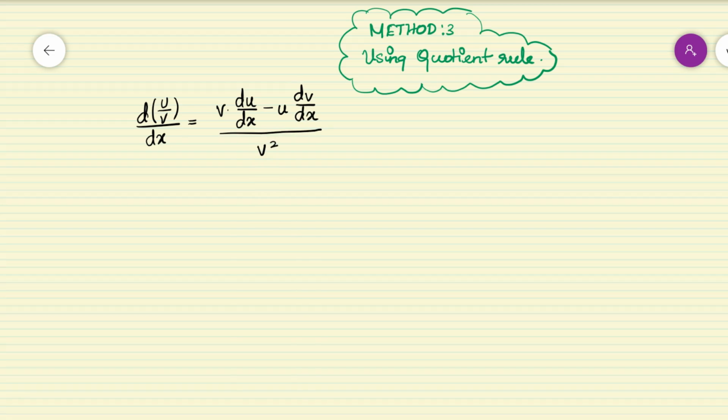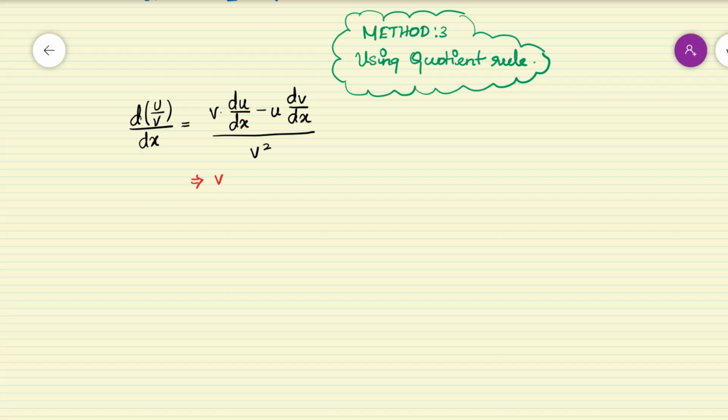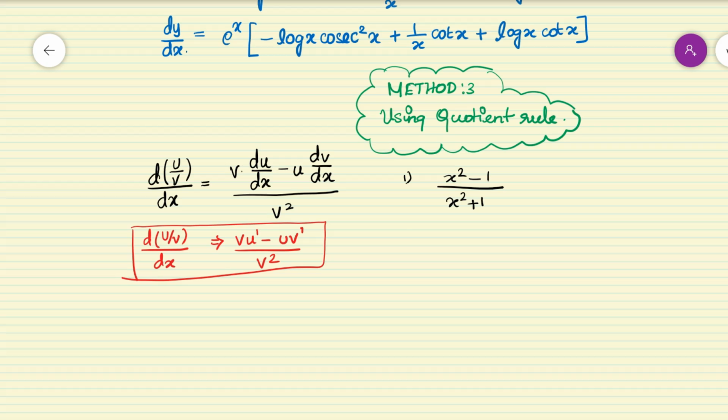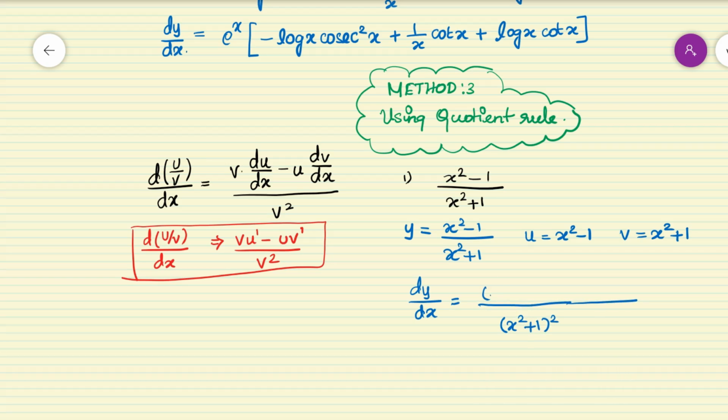In this, when it is in the form u by v, that is, both u and v are functions of x in the form of division, that is in the fraction form, we will use this formula: v u dash minus u v dash divided by v square. So take the given question as y is equal to x square minus 1 divided by x square plus 1. So u is equal to x square minus 1 and v is equal to x square plus 1 here. So first, the denominator is v square. Write x square plus 1 the whole square.